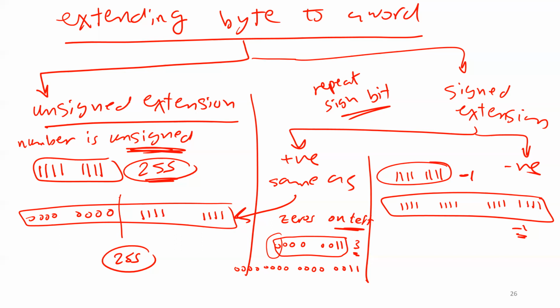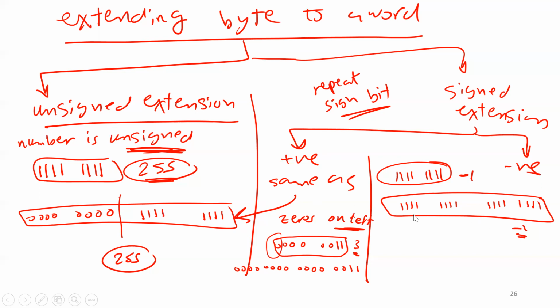If it is unsigned, just put zeros, and you are okay. You are going to get the same number. If the number is signed, in this case, we say just repeat the sign bit. So if the sign bit is 1, put ones, or if the sign bit is 0, just repeat the 0. Or I can say it in a different way. If it is positive, put zeros. If it is negative, put ones.